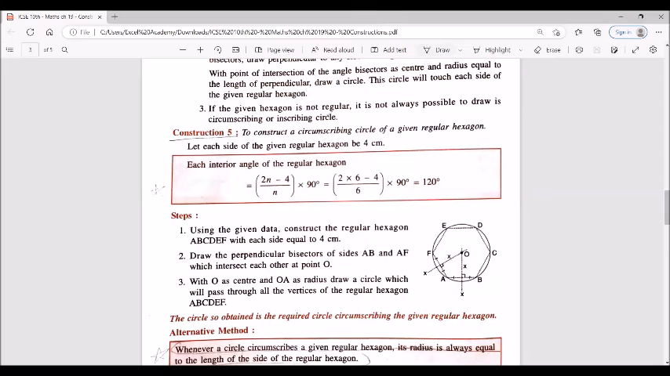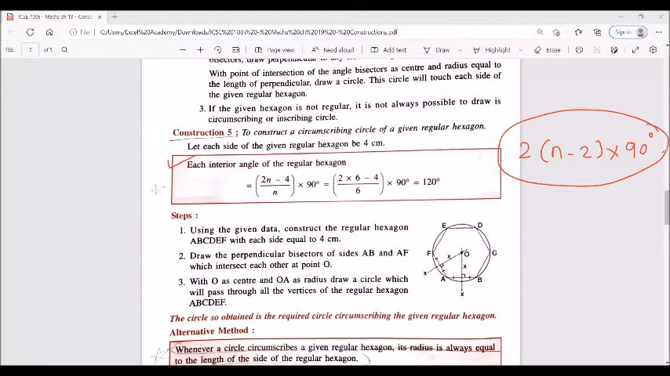So fundamentally speaking, I hope everybody knows this formula. This was there in I guess 8th standard. If you don't remember, there was a formula like that. So basically it was like this: 2 into bracket n minus 2 into 90. This is the sum of all internal angles of a regular polygon.